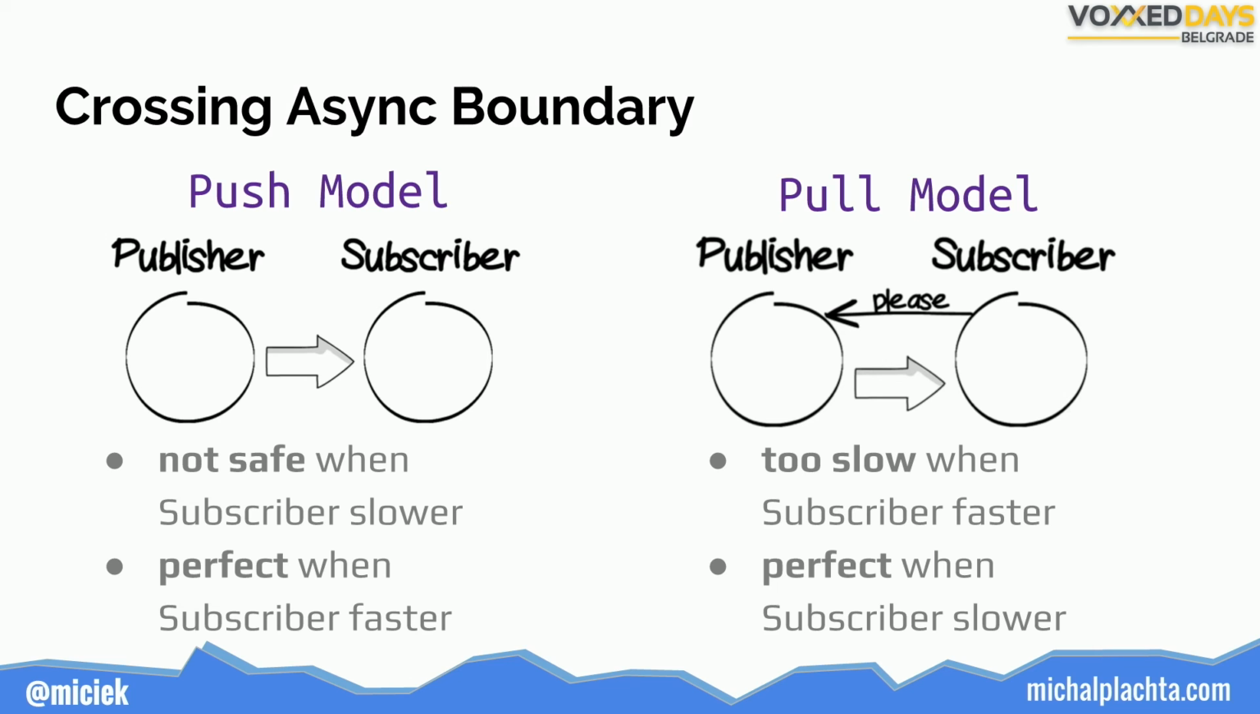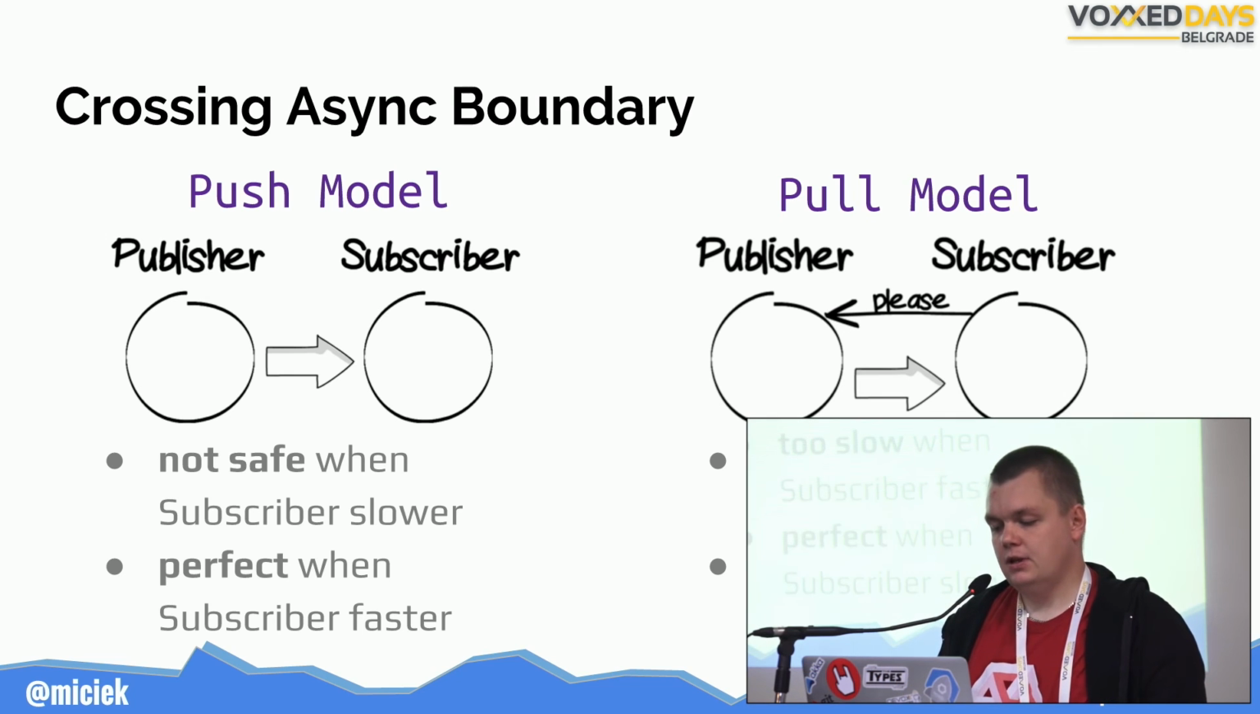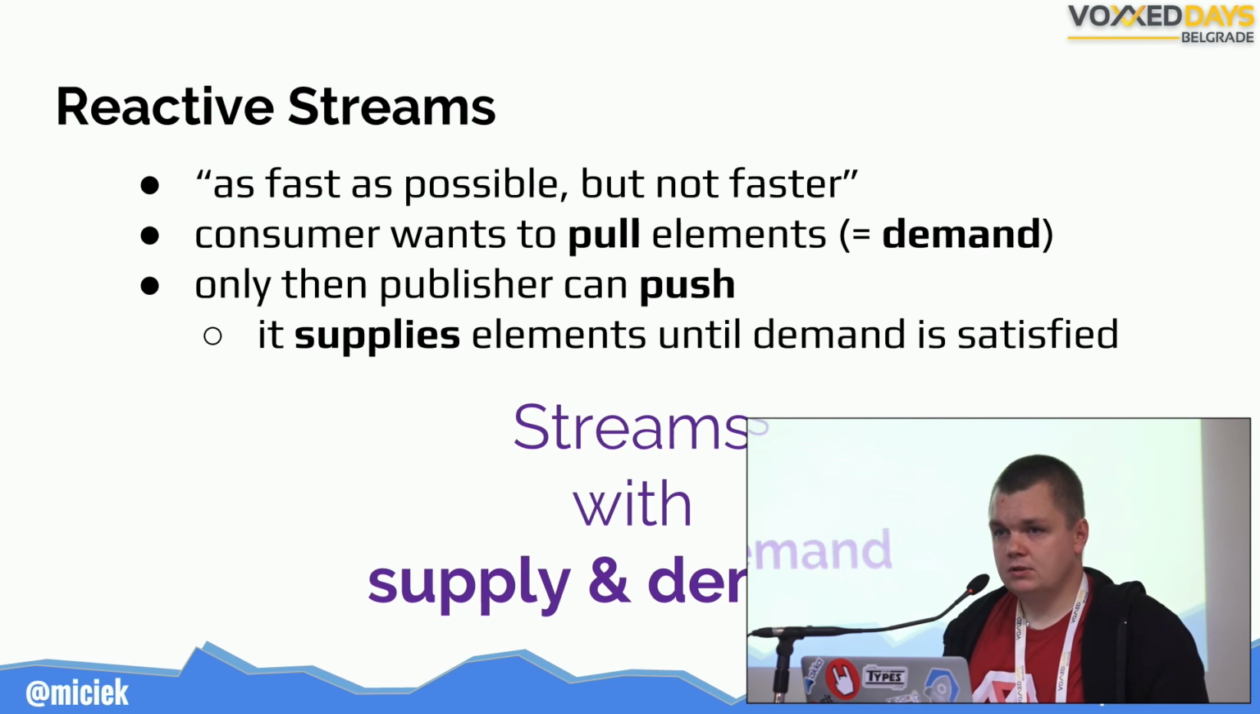On the other hand, the pull model is something different. The subscriber needs to ask first before the publisher produces and sends down the element. So this is too slow when the subscriber is faster because we need to send two messages in order to convey one piece of information. However, it's perfect when the subscriber is slower because what the "please" message does is just slow down the publisher. Okay? And reactive streams are really trying to connect those ideas together. So what we get is streams that are as fast as possible, but not faster.